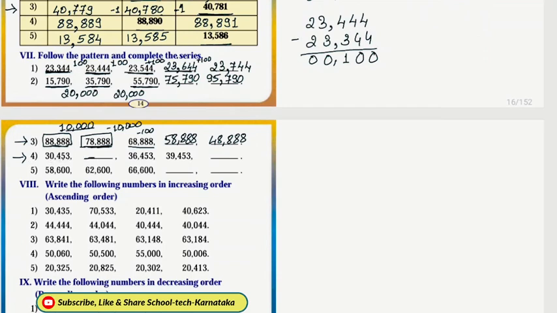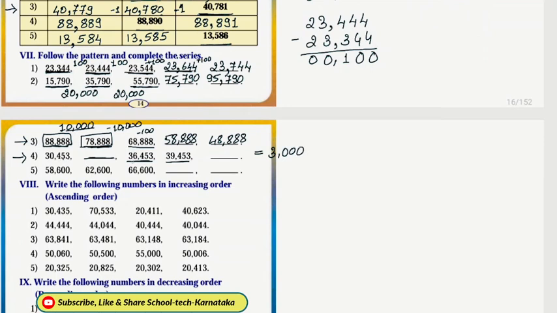Now the fourth one: 30,453. Our second number is empty. We need to fill the second number, and then 36,453, 39,453. In this case, we need to find the difference between these two numbers. When we compare these two numbers, we know that the difference between these two numbers is 3,000.